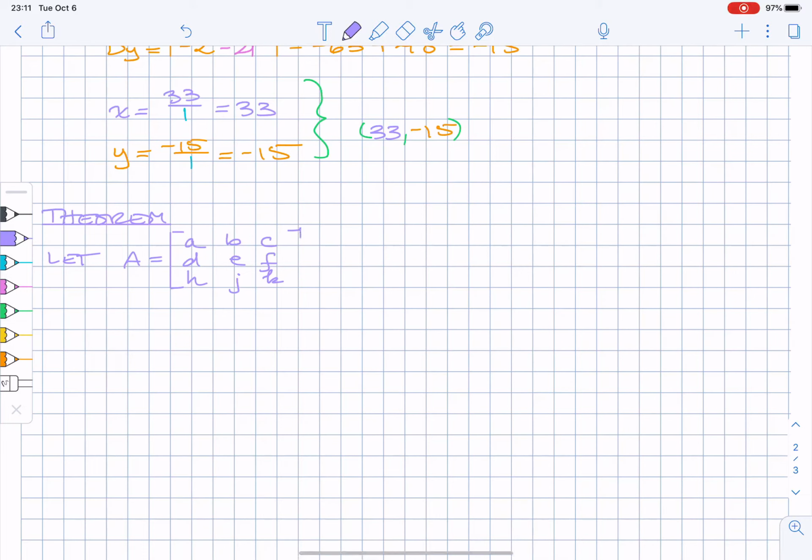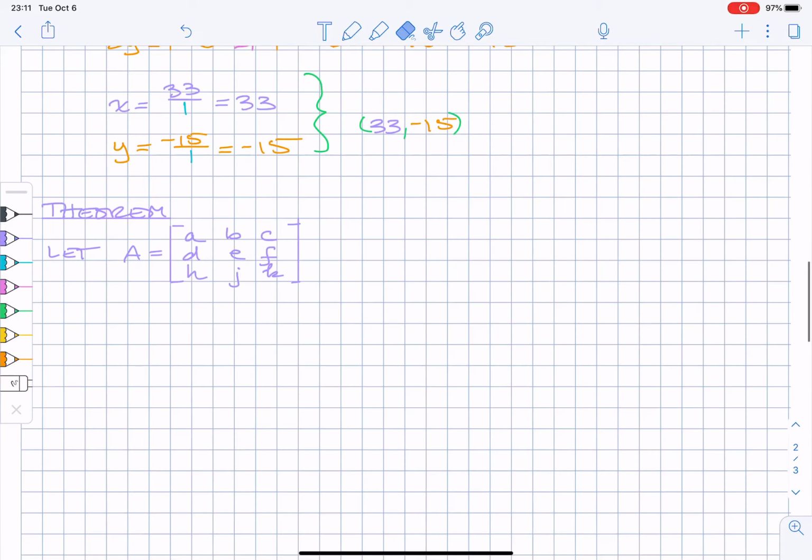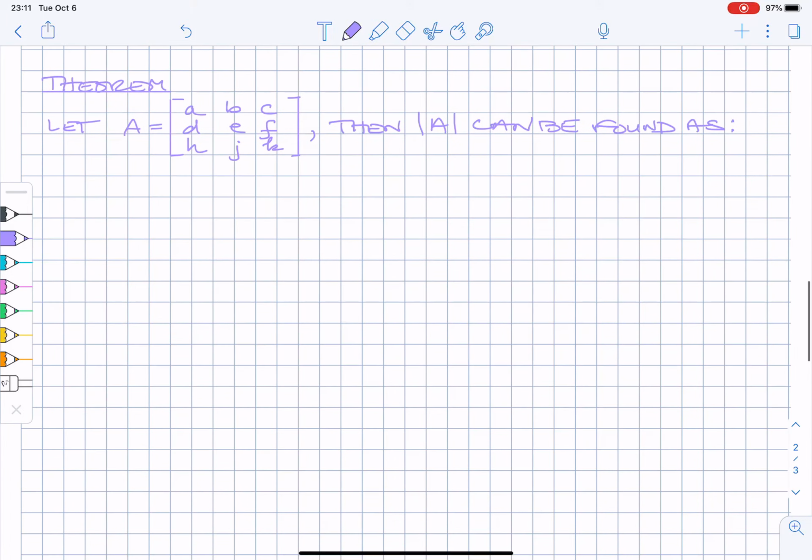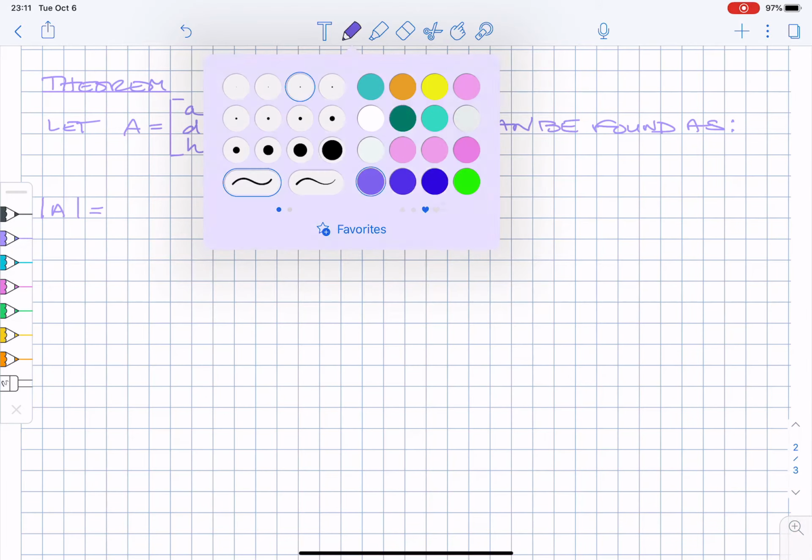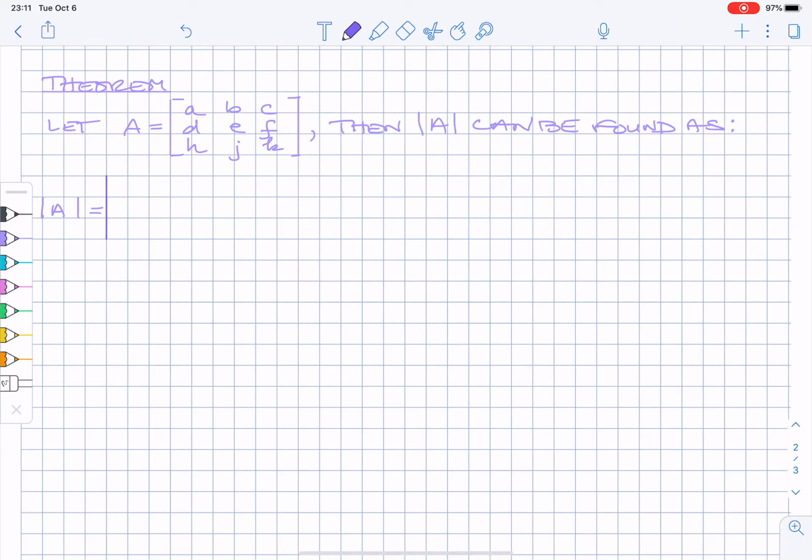Oh, come on. There we go. Okay, so then the determinant of A can be found as follows. So the determinant of A is going to be the determinant of the following. We're going to have A, B, C, D, E, F, H, J, K, but then we're going to augment.